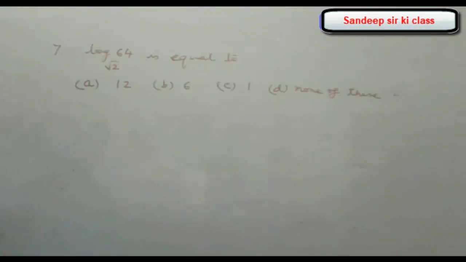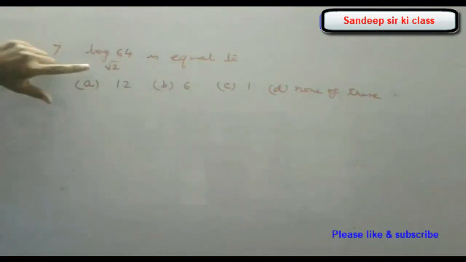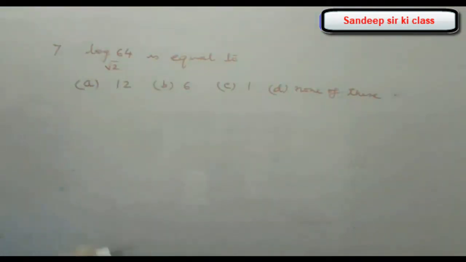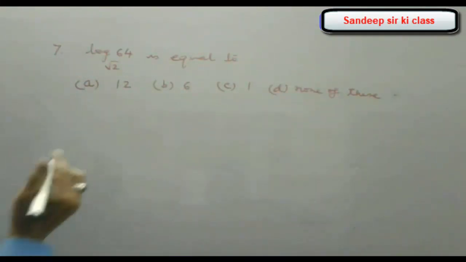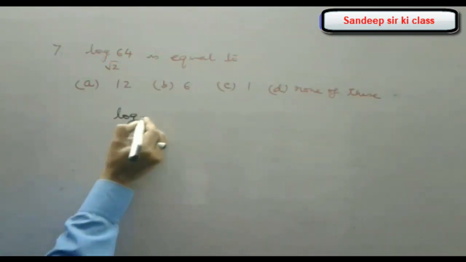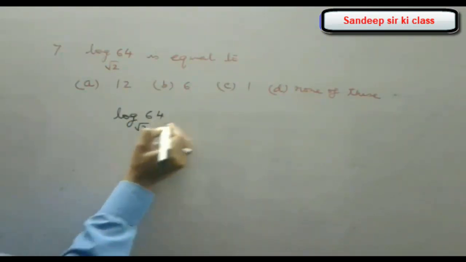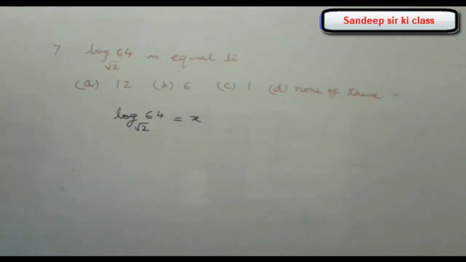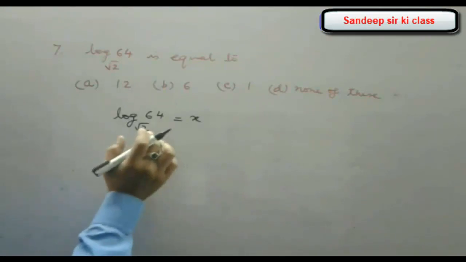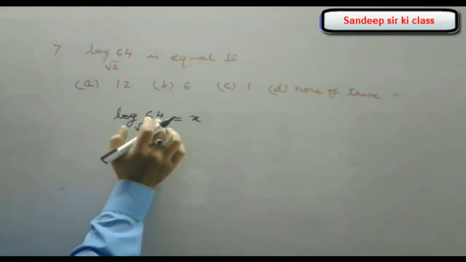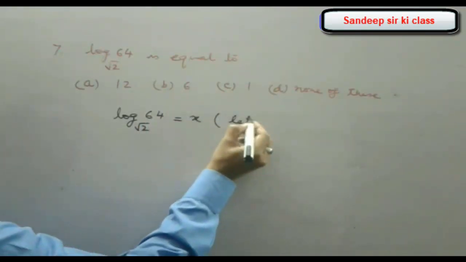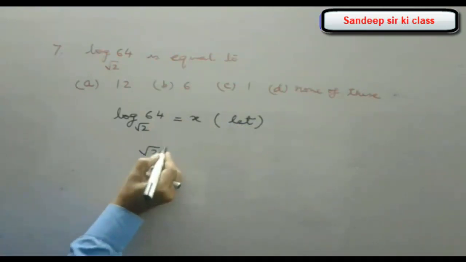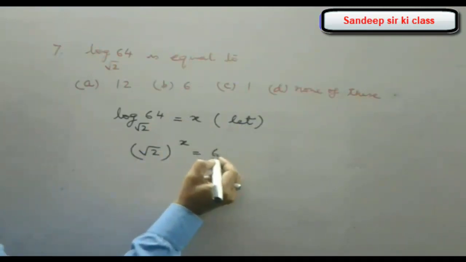Now we will see question number 7. Question number 7 is log of 64 to the base under root 2 is equal to, option A is 12, B is 6, C is 1, D is none of these. We assume that log of 64 to the base under root 2 is x. Now with the definition of log, under root 2 raised to the power x will be 64.